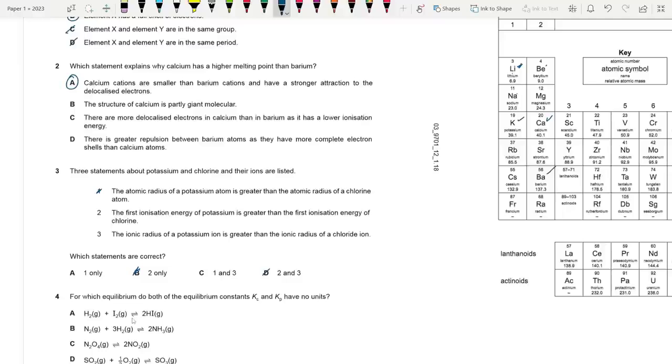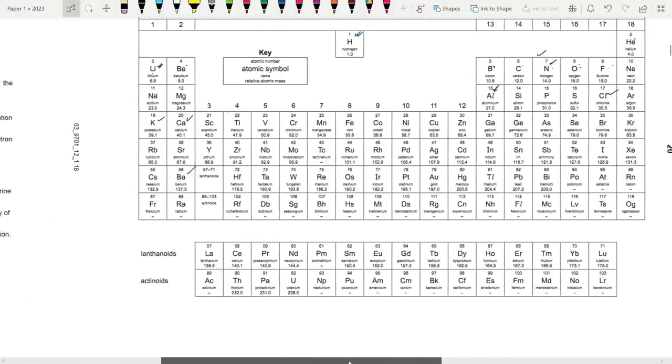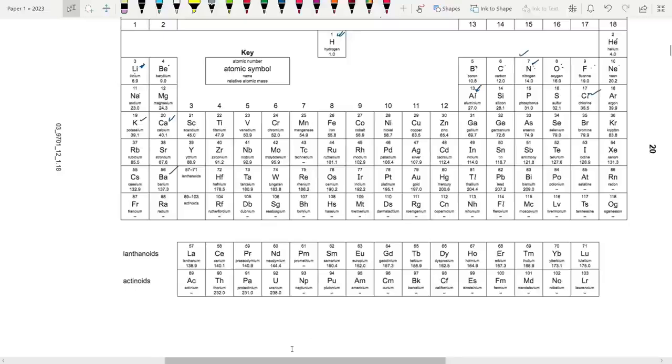The ionic radius of a potassium ion is greater than the ionic radius of a chloride ion. Okay, so if we think about potassium ion and chloride ion, both of them have the same electronic configuration of 1s2, 2s2, 2p6, 3s2, 3p6, that is of argon. Now here's the thing, potassium has lost an electron, right? It has a charge of +1. On the other hand, chlorine has gained an extra electron.